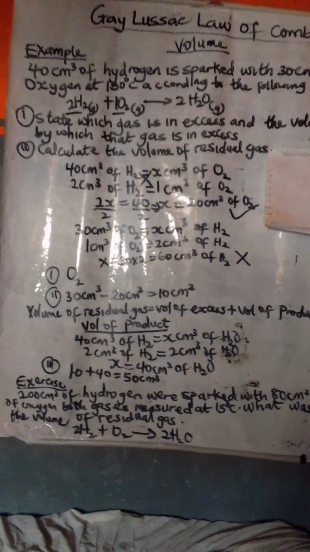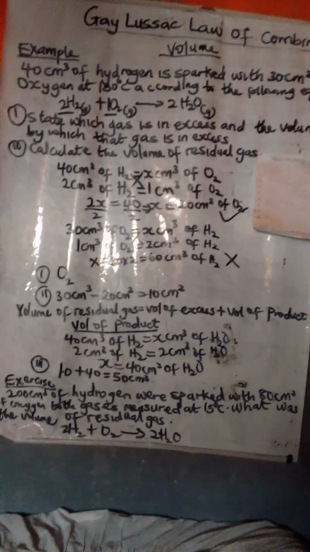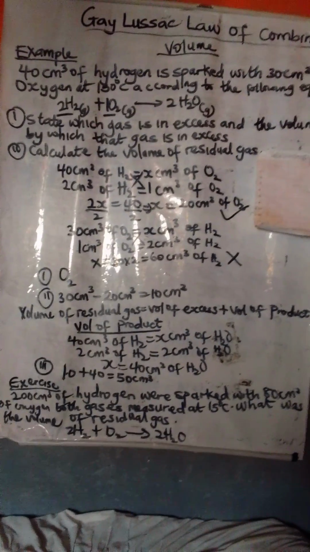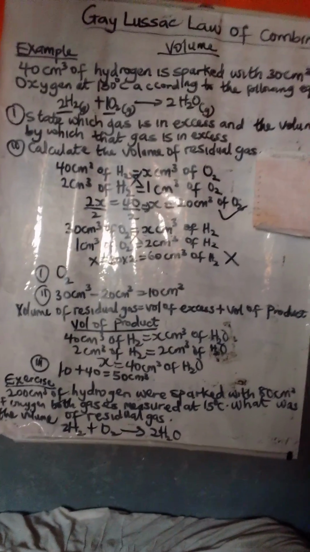So hydrogen is the gas in excess. You can get your excess from there and calculate the volume of the product. If your product is 2, you will calculate 2 products. But this time around, the volume is 1. The product is 1. So you calculate the volume of the product one time. That is the solution.